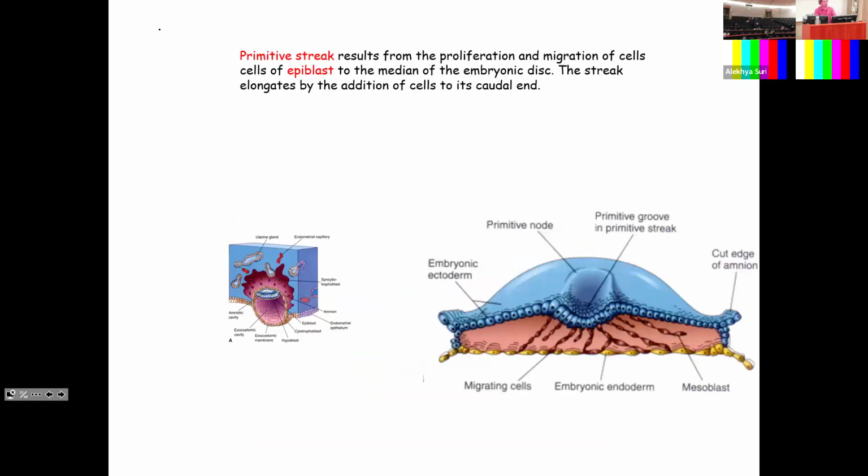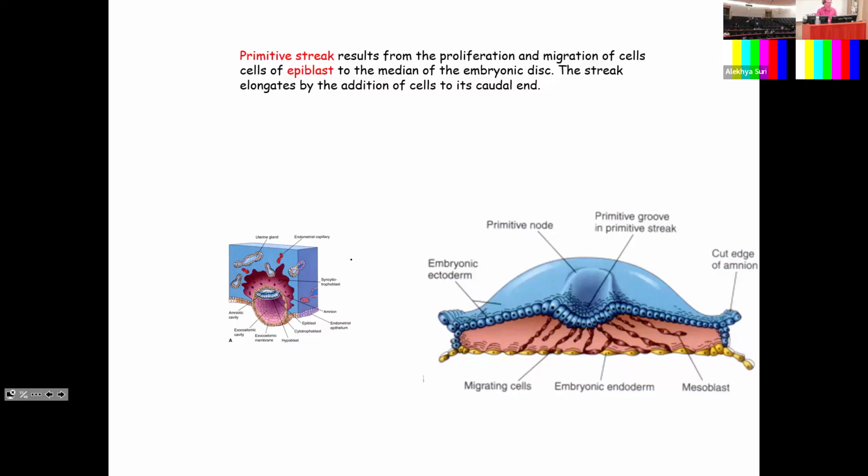Okay, so the primitive streak results from the proliferation and migration of the cells of the epiblast to the midline of an embryonic disc. Okay, so that's proliferation and migration of cells of the epiblast. The streak elongates by the addition of cells to its caudal end. That's the way it grows, okay?